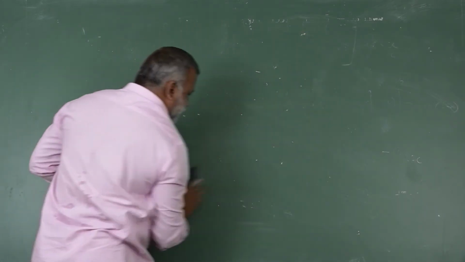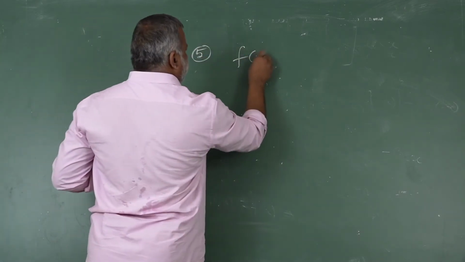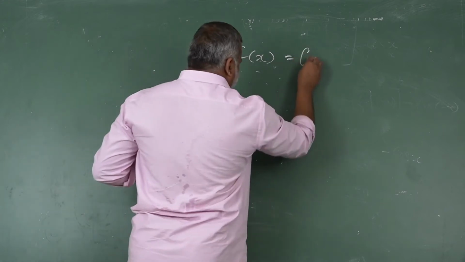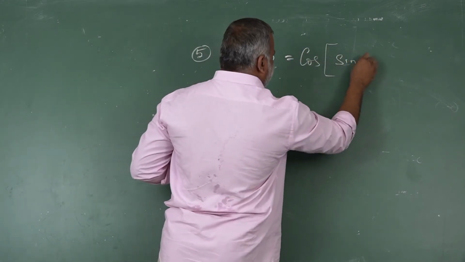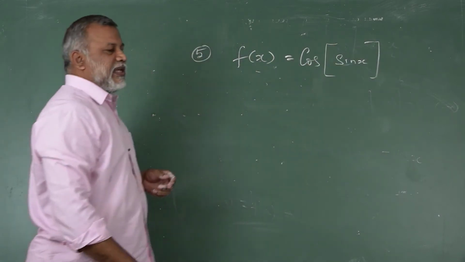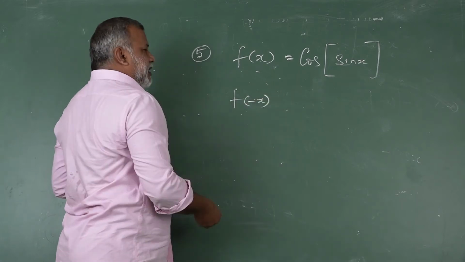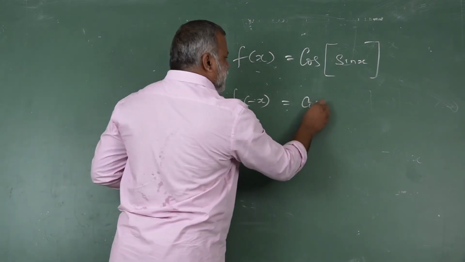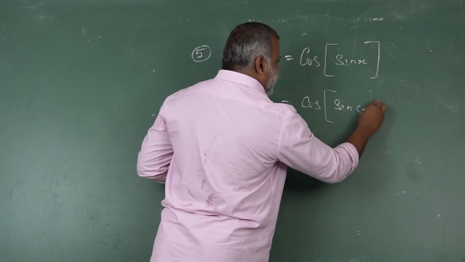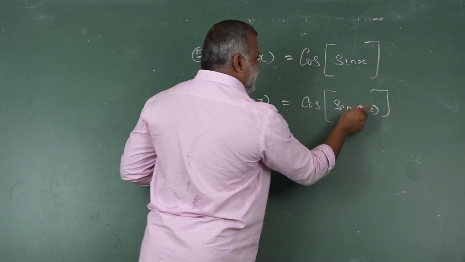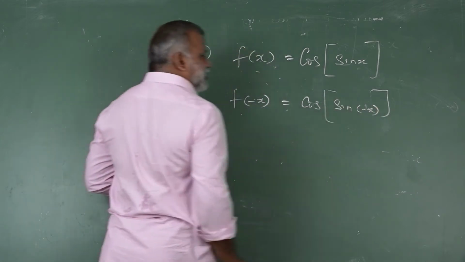Fifth example, question number 5. The given function is f of x equal to cos of sin x, once again the same model. See, now the same property: x is replaced by minus x. Here also cos is the outer function and the inner function is sin x, so x is replaced by minus x.